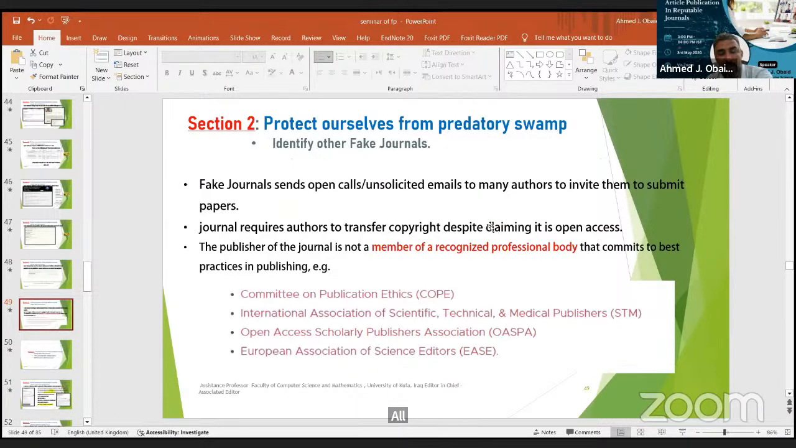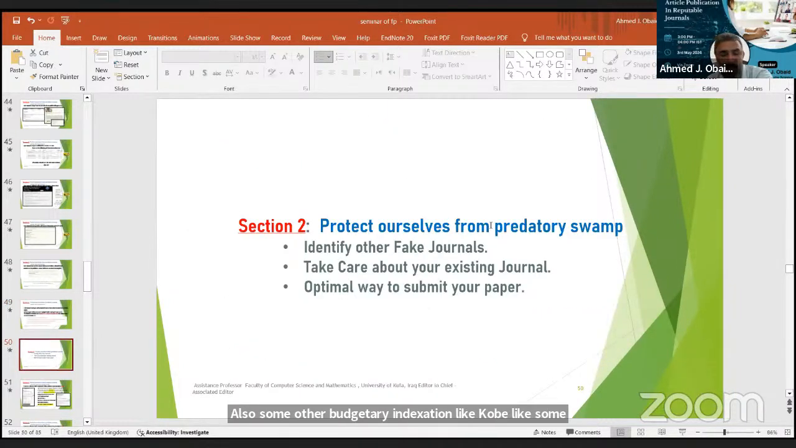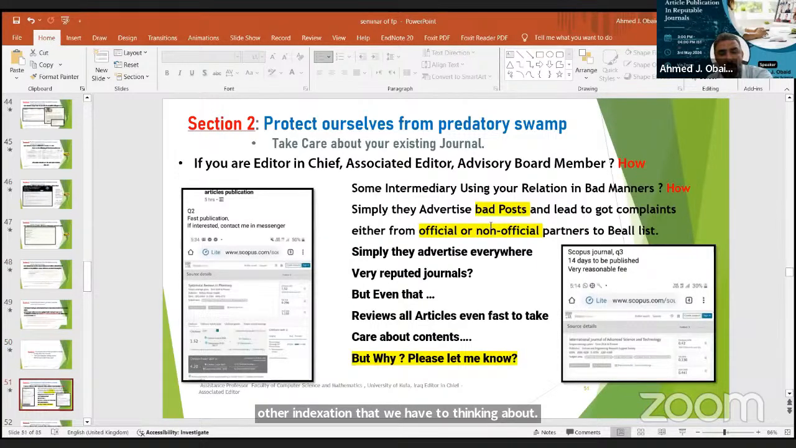Also, there are some other predatory indexations like Kobe, and some others that we have to think about. How do we protect ourselves from predatory journals? This journal is a well-reviewed journal, and I have published some papers in it. But why is it considered non-reviewed or predatory? Because an intermediary has already announced posts about fast publication, maybe in 1 day, 2 days, I don't know. And this journal also says that in 14 days your article will be online. These posts are already shared by many people, and many people have already complained to Scopus or to Jabrable.